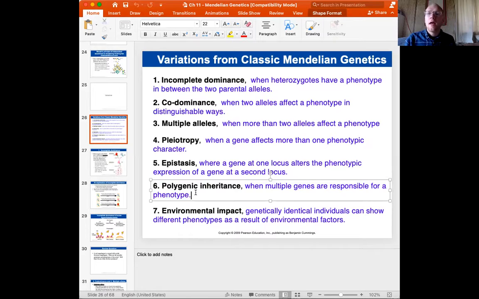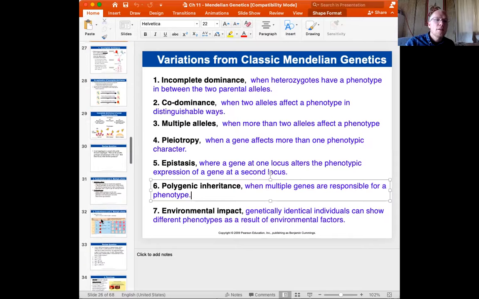This happens in humans when we look at something such as height. So there's not just one tall gene and one short gene. Most of you are not the exact height of one of your parents, or even a blend of the two. In fact, height has to do with many factors. And there's many genes on multiple chromosomes. So because of that, we have a broad range of phenotypes or physical characteristics when it comes to height.